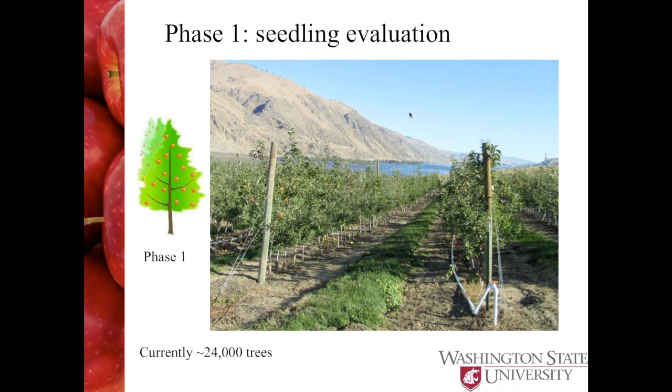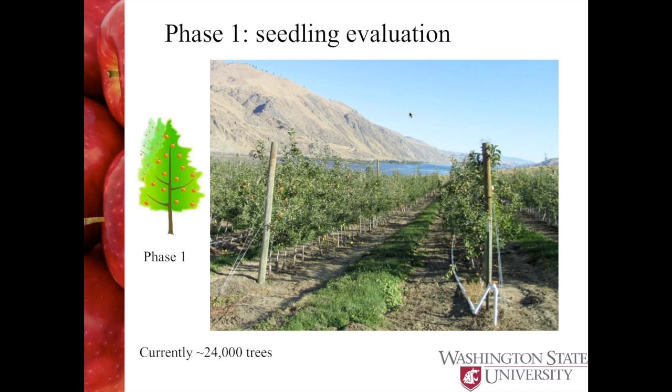So phase one of my program, this is the first time that we're actually getting seedling trees in the orchard and we can see fruit. As I mentioned before, these are on M9 rootstock, so they're on the dwarfing precocious rootstock. They're fairly closely spaced, about a foot apart. We do minimal pruning on these trees, and we have about 24,000 trees in the ground in this phase at the moment. That's big enough for my program. I don't want to have any more trees in the ground because managing that many is about at our limit.